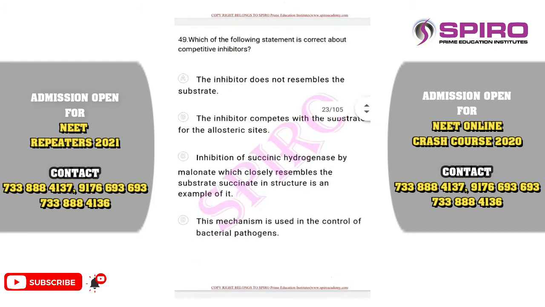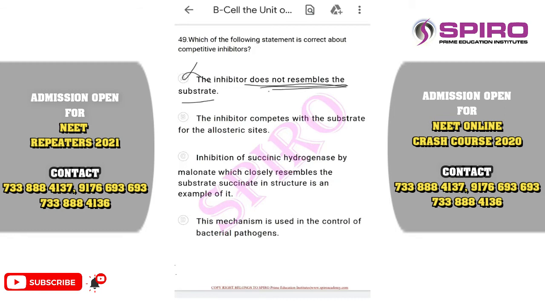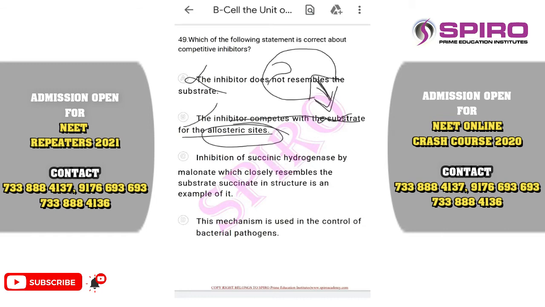Which of the following statements is correct about competitive inhibitors? You know, there are two different types of inhibitor. Competitive: the inhibitor does not resemble the substrate. This statement is not correct, dear students, because in a competitive inhibitor, the inhibitor resembles the substrate. If the substrate is shaped like this, the inhibitor is shaped like this only. Because it is competitive inhibition, both the substrate and the inhibitor compete for binding to the enzyme's active site. So this is an incorrect option. The inhibitor competes with the substrate for its allosteric site: this is wrong because an enzyme has two different sites, the active site and the allosteric site. The active site is where the substrate and the inhibitor bind, and here it is given as allosteric site, so this is the wrong option.